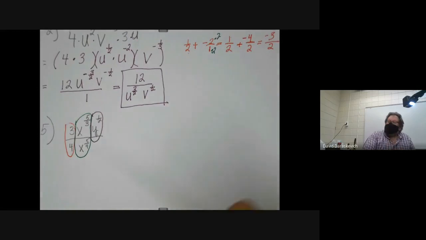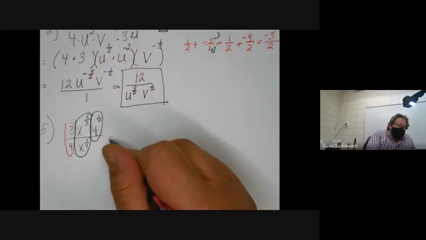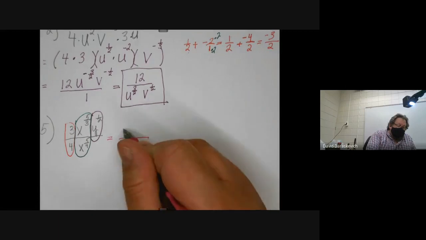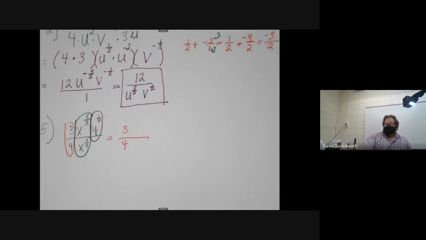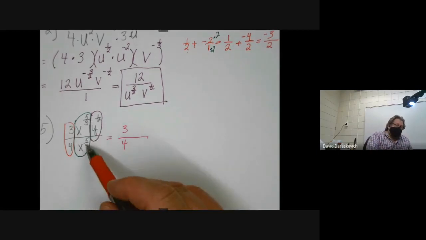Now, 3/4. There's nothing I can do about it. I can't even simplify it. It's already simplified. So 3/4, nothing I can do about it. The exponents for the x's.